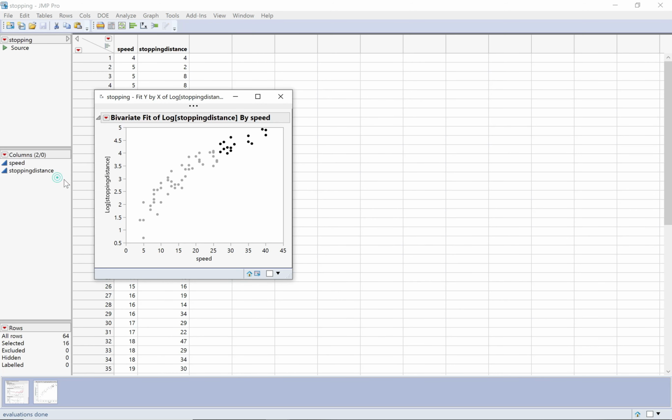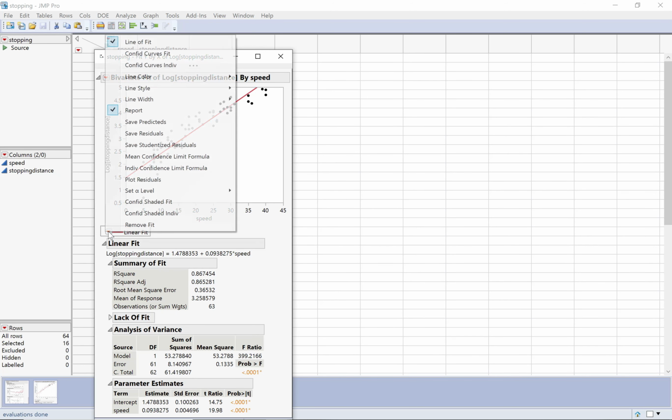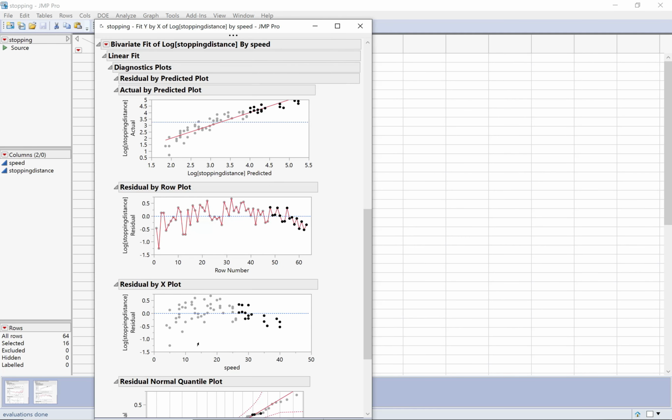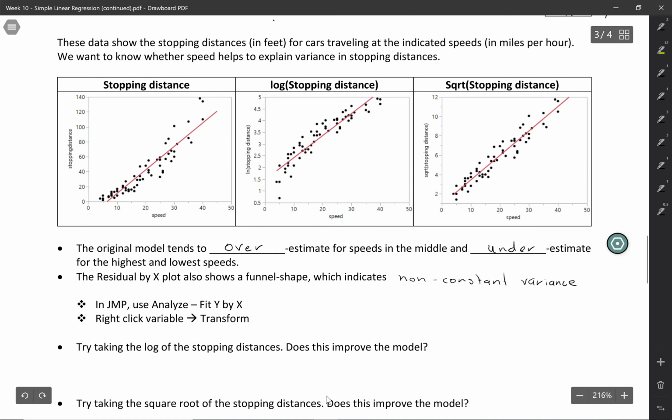So we can take a look at this one. We can fit the line. We can also look at the residual plots. And unfortunately, this doesn't really seem better. It kind of has the same problem, just in the other direction. So now we've got positive residuals in the middle, negative residuals on the end. But I wouldn't say that this is any better.